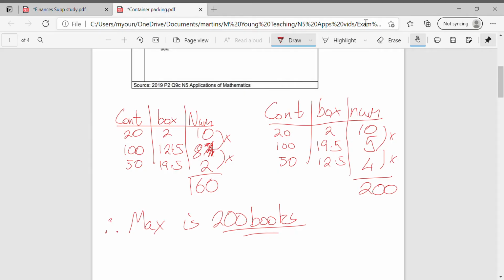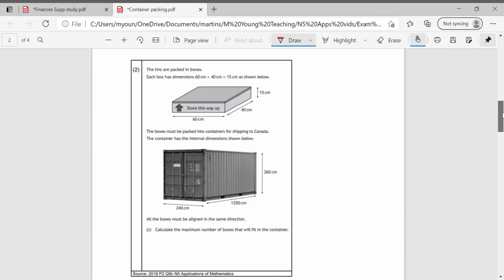So next question. The tins are packed in boxes, so this is obviously part of another question. Each box has dimensions 60 by 40 by 15. It says quite clearly, store this way up, so they have to be facing that way. The boxes must be packed into containers for shipping to Canada. The container has the internal dimensions shown. Nice and easy, the units match, centimetres and centimetres. All boxes have to be aligned in the same direction. Calculate the maximum number that will fit.